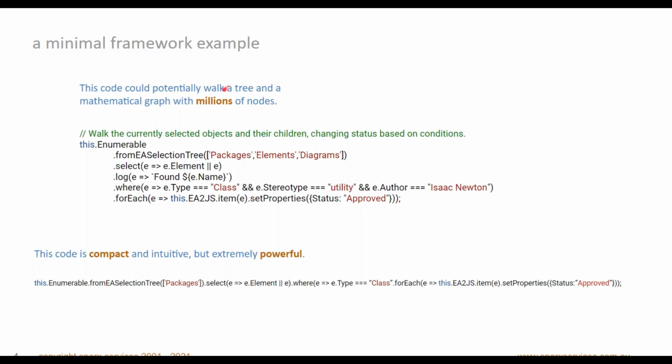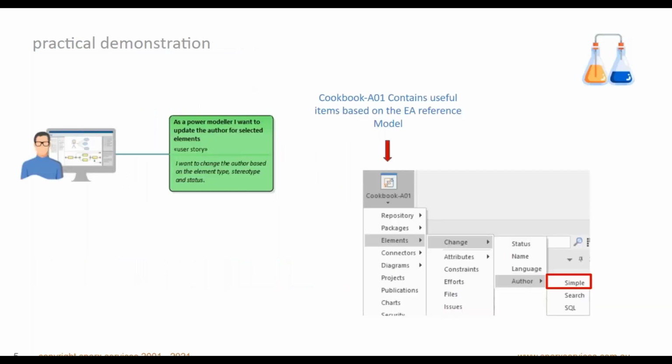And effectively, the tree will walk through potentially millions of items in the tree and also the mathematical graph that the elements are connected with. So here's the practical demonstration. So let's have a look at this.